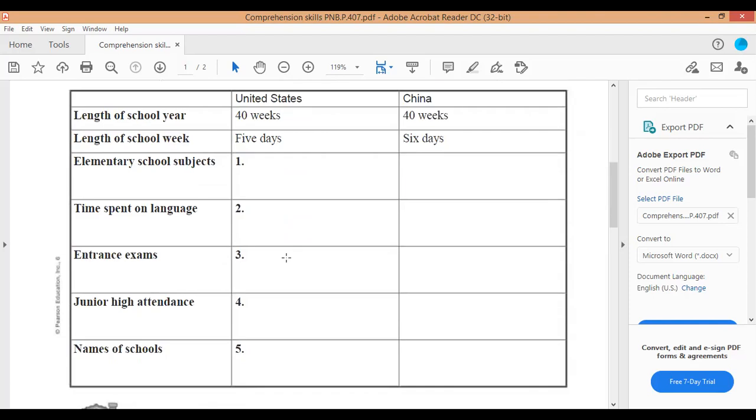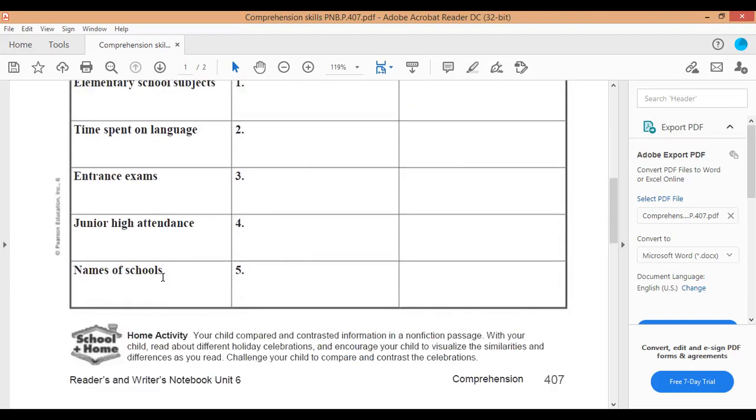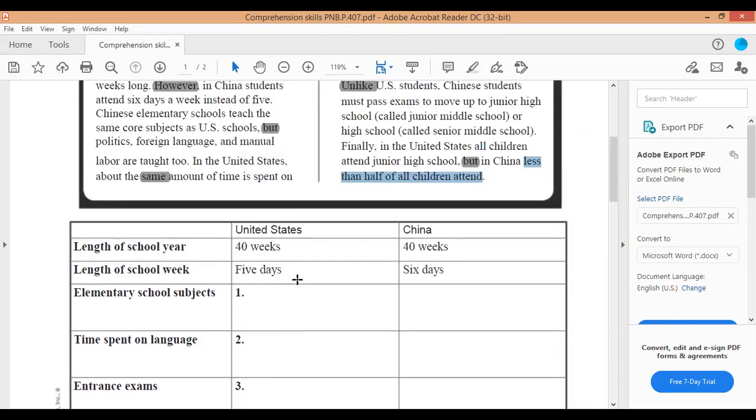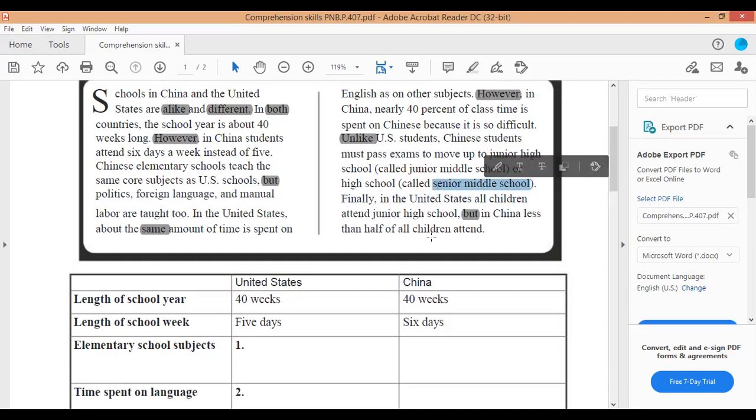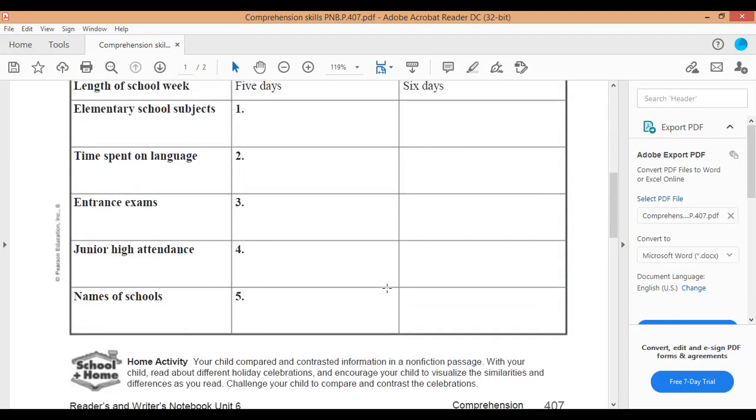Yes. The last part, names of schools. For the United States, he said what? Junior high school. Yes, but in China it's called junior middle school. For high school, as it is called in America, but in China it's called senior middle school. These are comparing and contrasting.